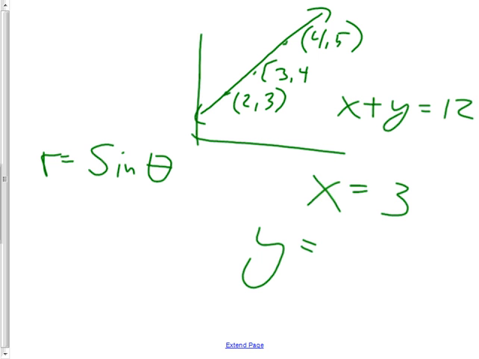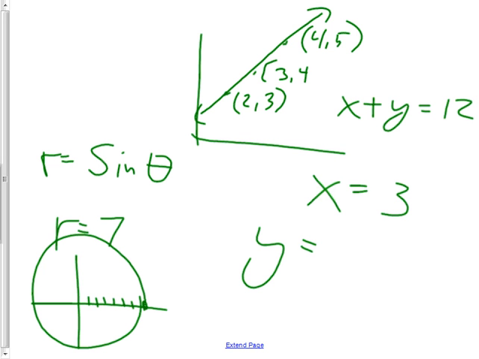Or I could have a polar equation that's just r equals 7. Think about how that would look. What do you think? It would be a circle with a radius of 7, because you didn't tell me the angle, so it's every angle. The distance is 7, and so it's a radius of 7 all the way around. My circle is terrible, I know, but that's okay.